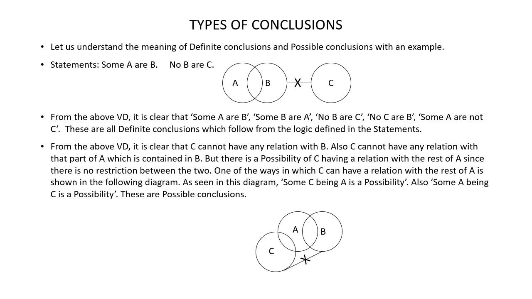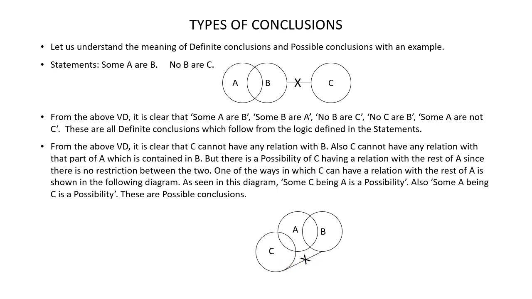Now, one of the ways in which C can have a relation with this part of A is shown in this diagram. So, C can have a partial overlap with this portion of A. Now, as you can see here, clearly the statements are not violated. Here also you can see that some A are B. Also no B are C. So the statements are not contradicted.